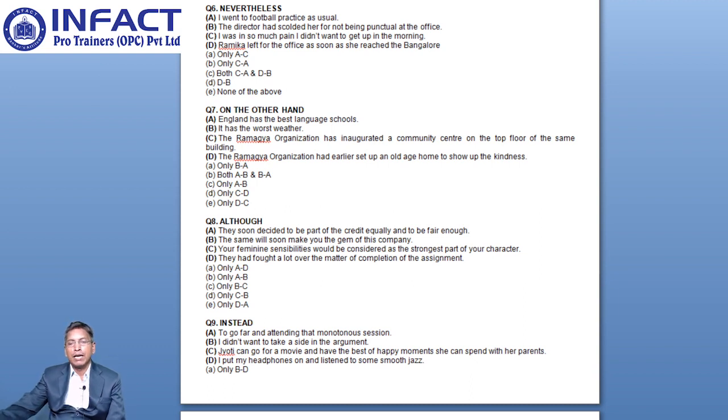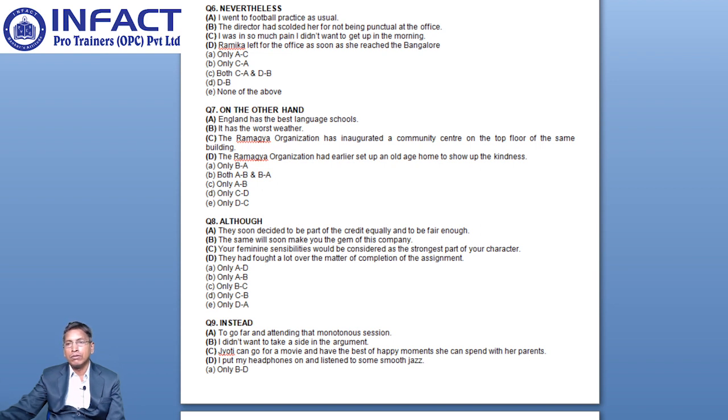Let us see. Statement A, England has the best language schools. Statement B, it has the worst weather. And statement C, the Ramagya organization has inaugurated a community center on the top floor of the same building. And option D, the Ramagya organization had earlier set up an old age home to show up the kindness. So, which of the statements can be connected together? Is it B and A, or both A and B and B and A, or only A and B, or only C and D, or only D and C?